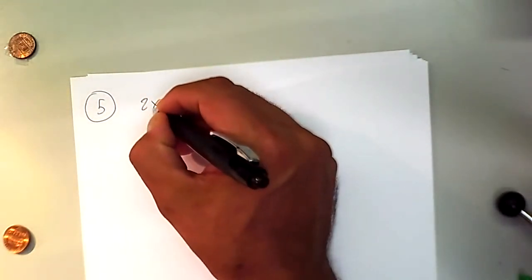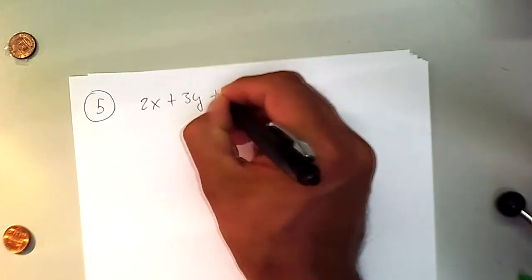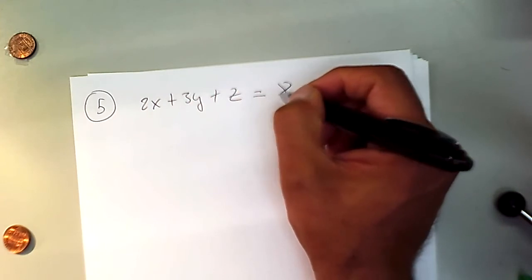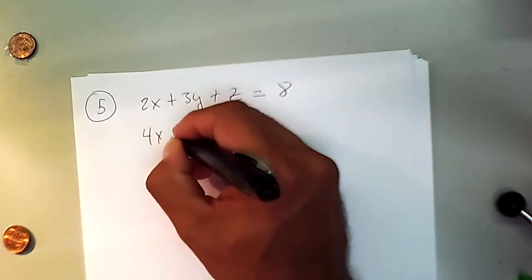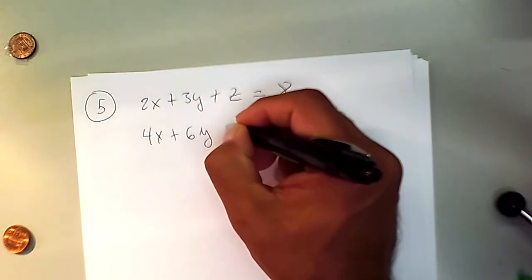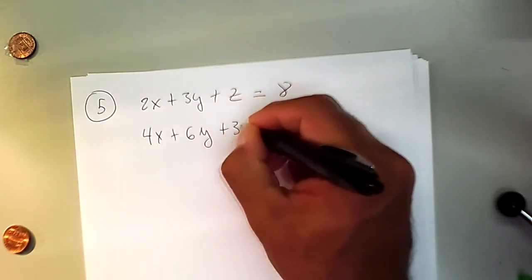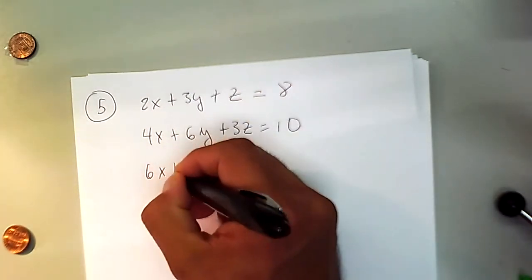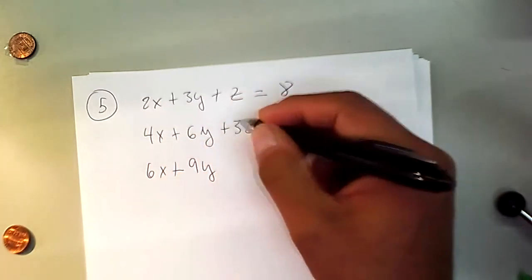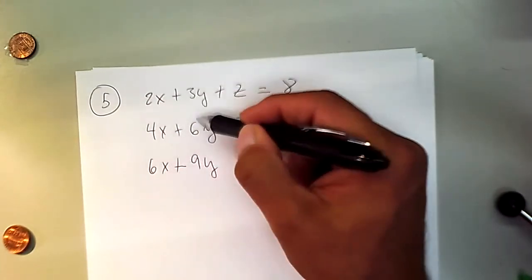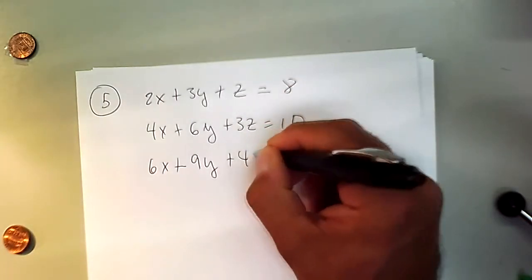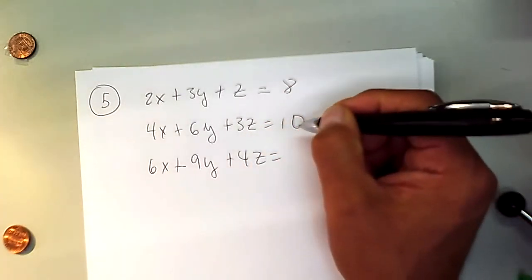Say you have 2x plus 3y plus z equals 8, 4x plus 6y plus 3z equals 10, 6x plus 9y, predictably, because we got 2, 4, 6, 3, 6, 9, plus 4z equals 18.